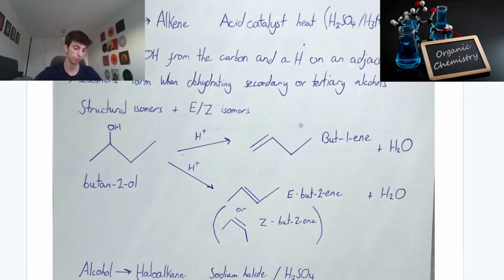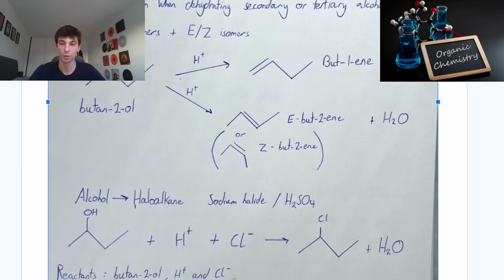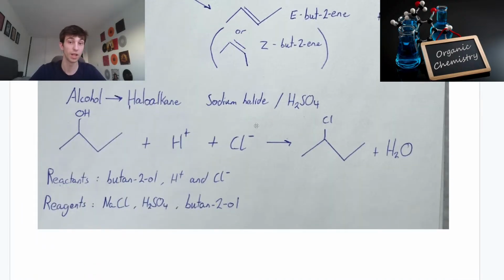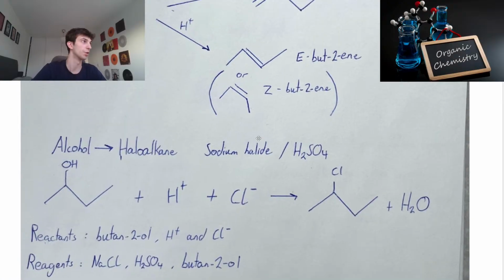Now we're going from an alcohol to a haloalkane. Is everyone good? Okay. So going from an alcohol to a haloalkane, we need a sodium halide. This can be sodium chloride, sodium bromide, whatever product you're trying to make, and sulfuric acid.